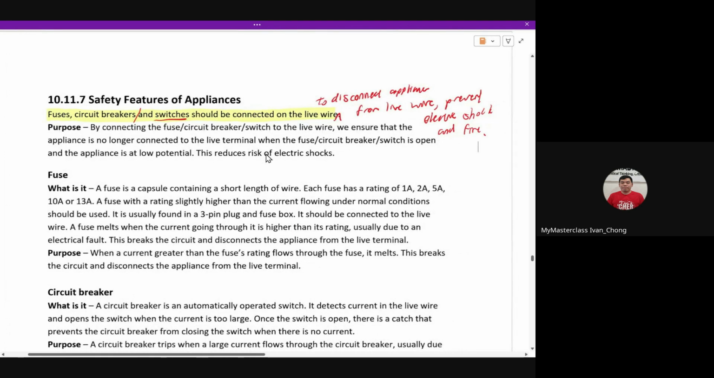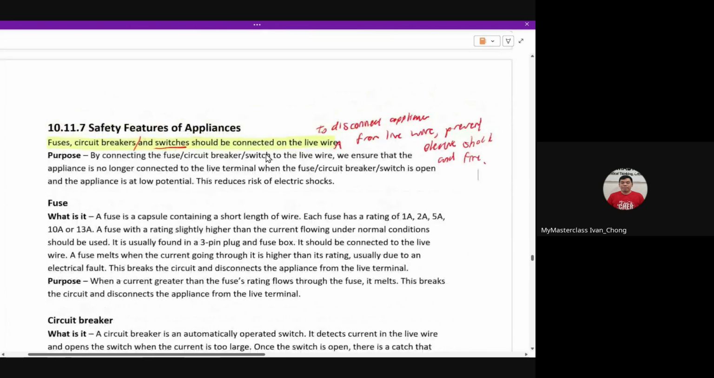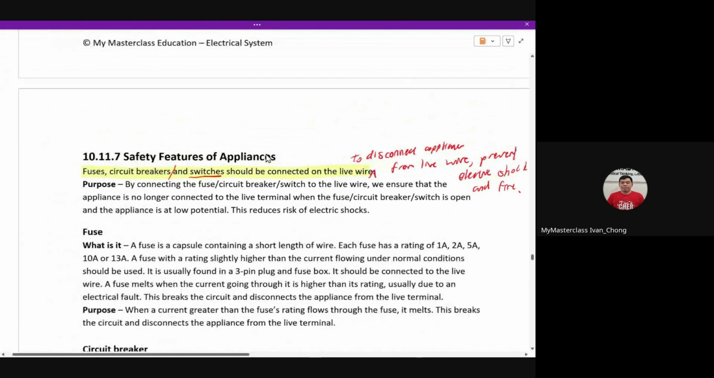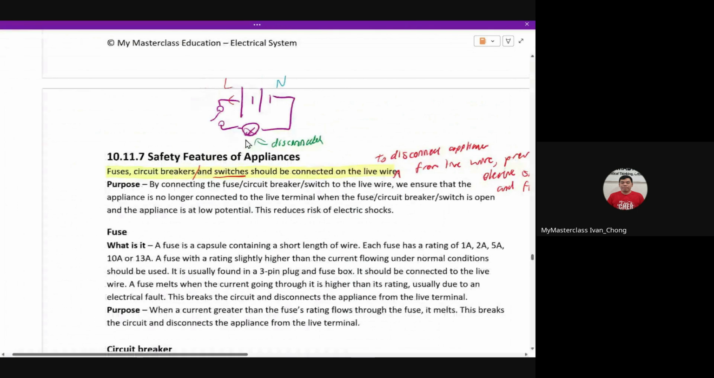Now, why is that so? Your live wire is actually the most dangerous one. For example, if something went wrong with my setup, normally I will put a switch. Now, if I open the switch here, current can no longer flow, right? This is your line, this is your neutral. So current cannot flow, you are disconnected. So this is good. Everyone is safe, right? So if there is a problem, nothing will happen to you.